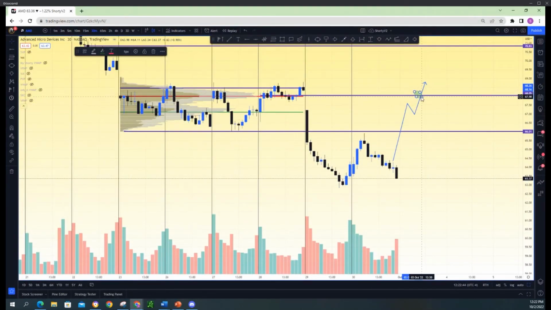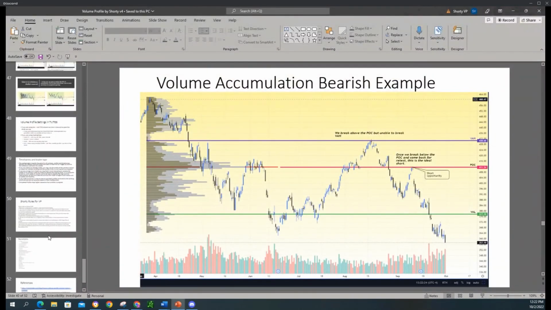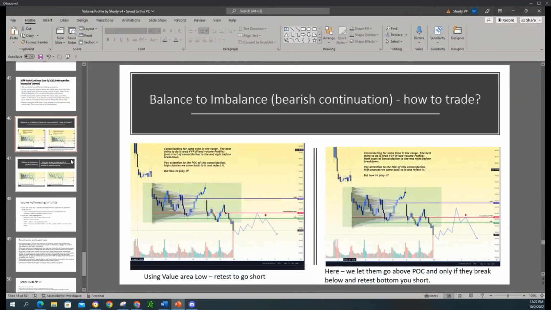People short here, you might get a little rejection, but you have to be super quick. The weakness comes in once you dip below the POC and you come back, and that's where you take a short. And if you look right here, is this pretty much what I'm explaining to you guys? Same story. You reclaim it, you go above it, you short it here.